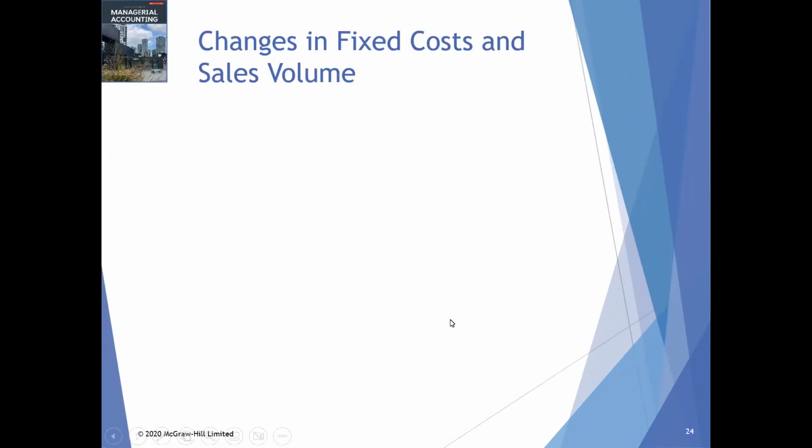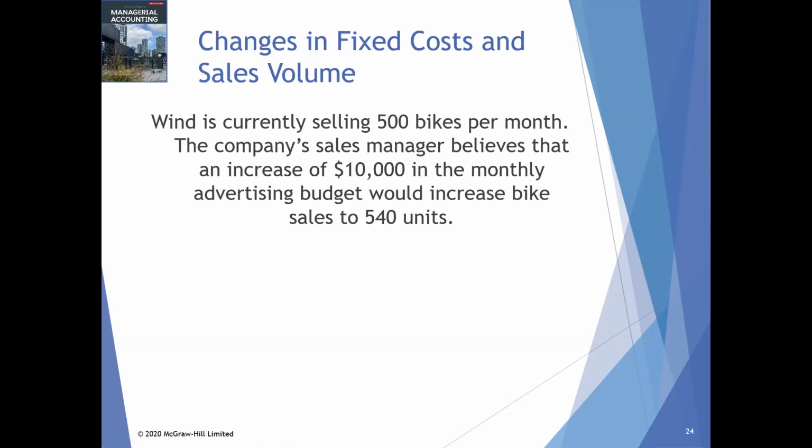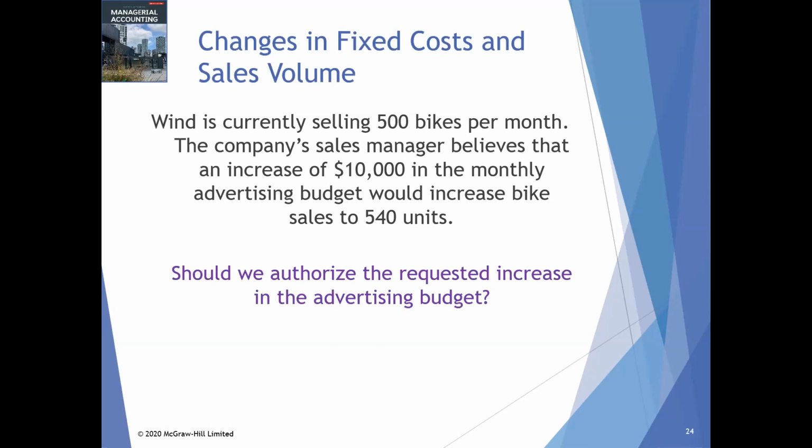Now, next is changes in the fixed cost and sales volume. Wind is currently selling 500 bikes per month. The company's sales manager believed that an increase of $10,000 in the monthly advertising budget would increase bike sales to 540 units. Should we authorize the requested increase in the advertising budget? This is the question, whether this is right or wrong. So what should they do? They are increasing some expenditure, maybe the $10,000, and they are expecting some increase in the sale of bikes.